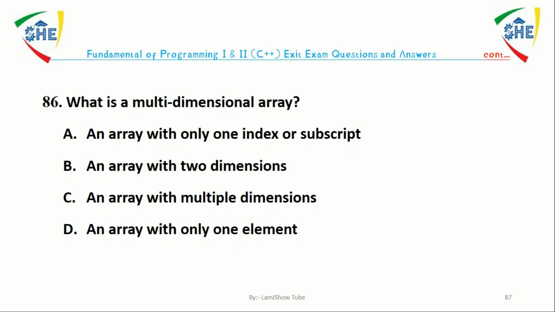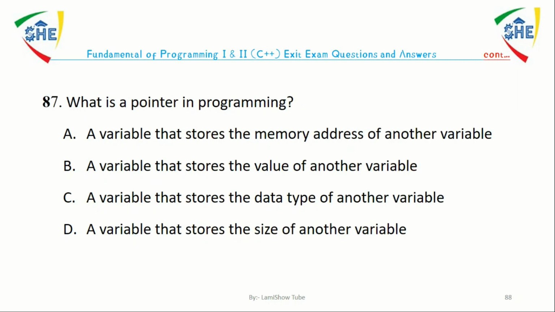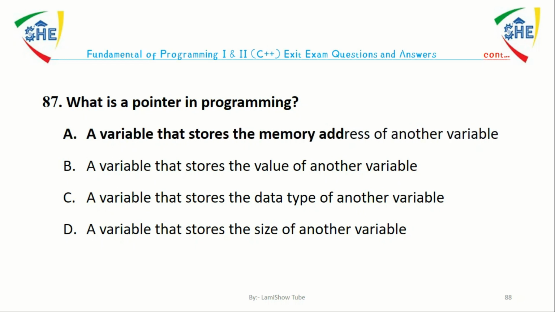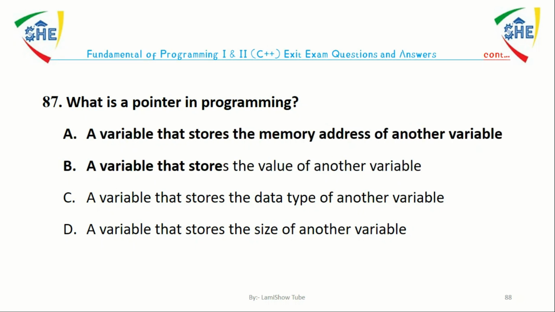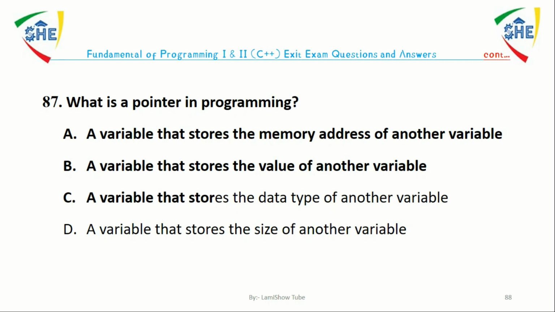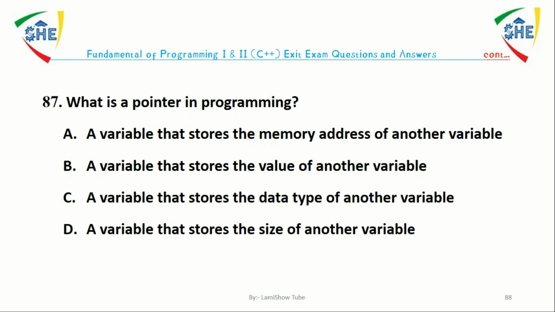A multi-dimensional array is an array with more than one index or subscript, allowing for storage of elements in multiple dimensions or layers. Question number 87. What is a pointer in programming? A variable that stores the memory address of another variable, a variable that stores the value of another variable, a variable that stores the data type of another variable, a variable that stores the size of another variable.